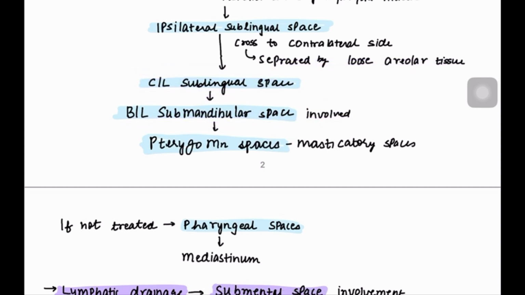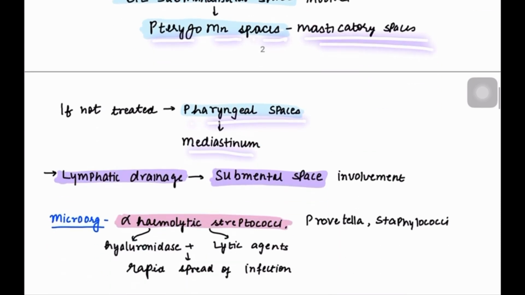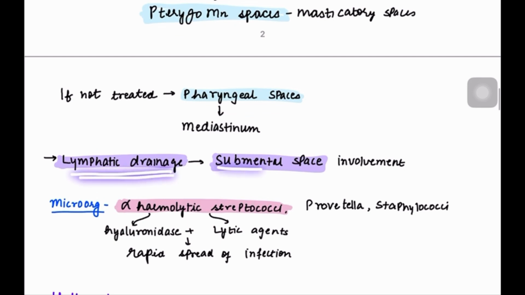Now if it is not treated, then it will go to the masticatory spaces, that is the pterygomandibular spaces, then to the pharyngeal spaces, and finally to the mediastinum. And lymphatic drainage will cause the submental space involvement.